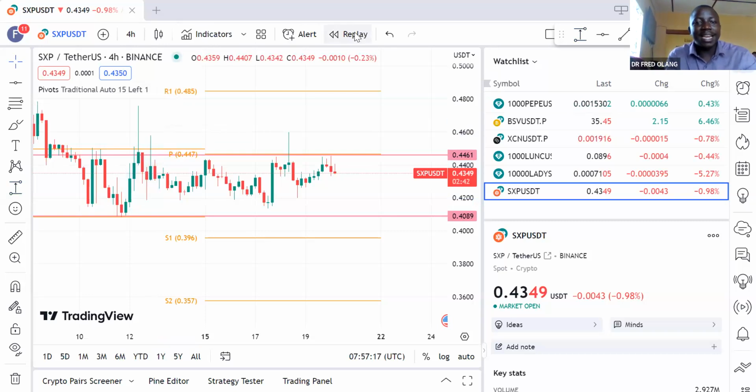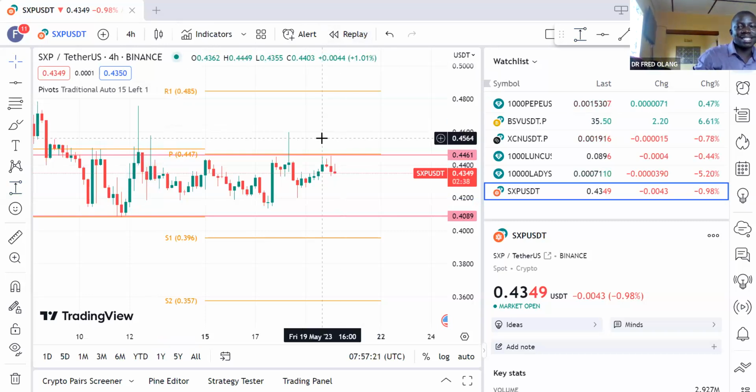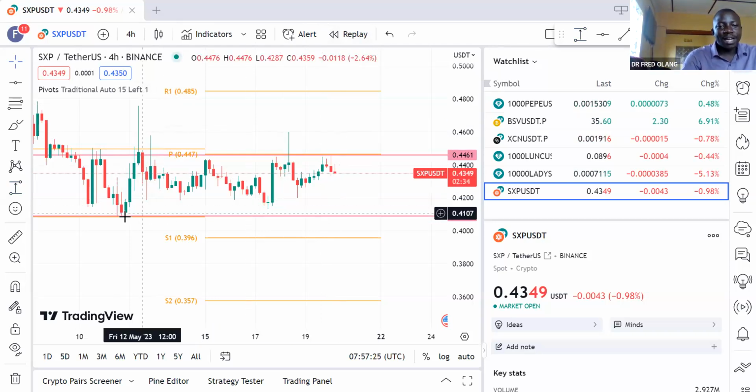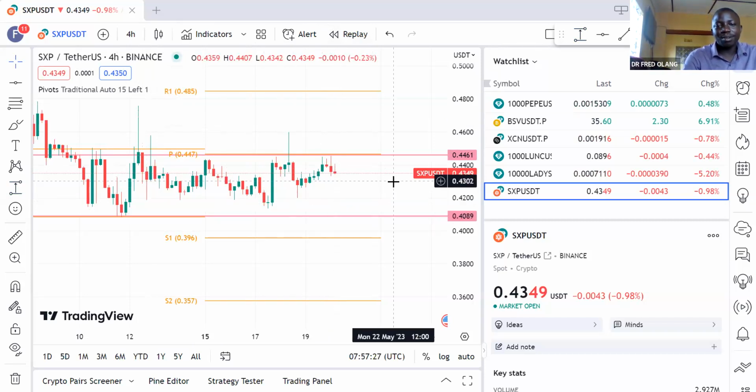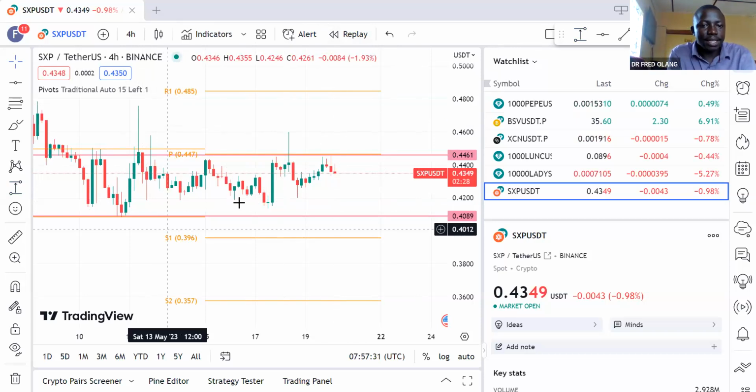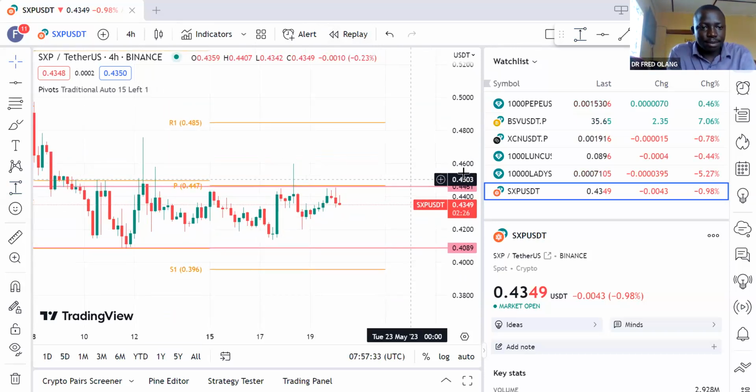But if you can just be observant. Where is the support? Where is the resistance? And you just wait for the price action on those lines. Okay, let me give you another example.